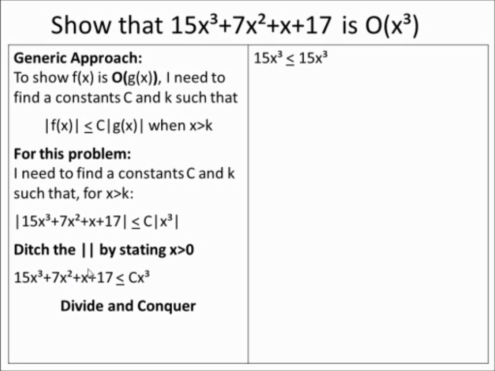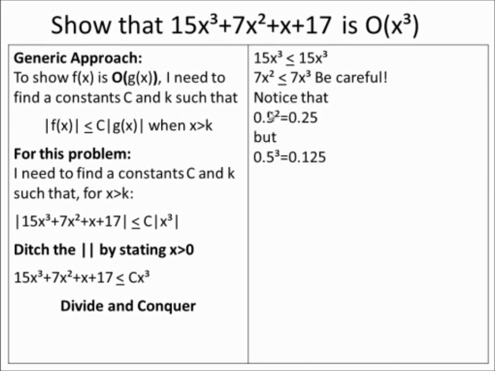How do I go about showing that 7x squared is bounded by, or less than or equal to, some multiple of x cubed? Well, x squared is less than x cubed, right? So I can just say that because x squared is less than x cubed, then 7x squared is going to be less than or equal to x cubed, right? Well, kind of. We need to be careful, and this is why.